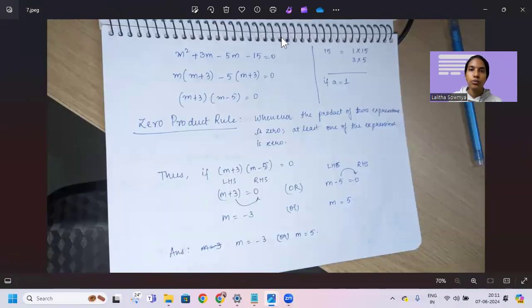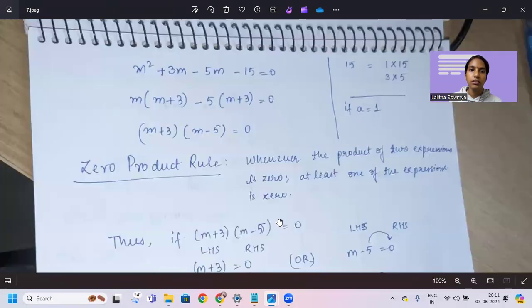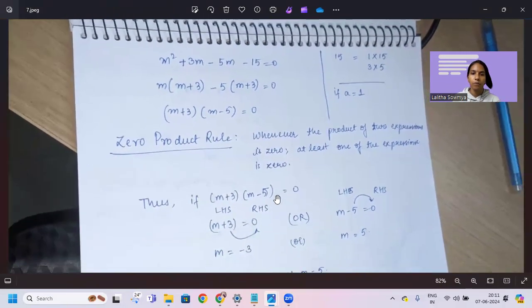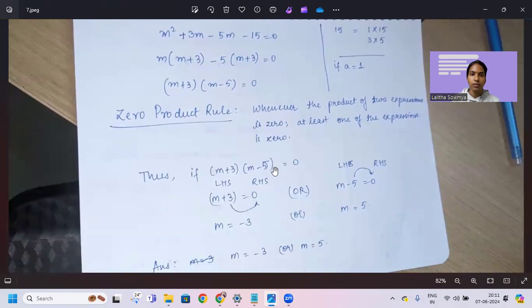Now, to do this, what we have to do is find the factors of AC. What is A and what is C?